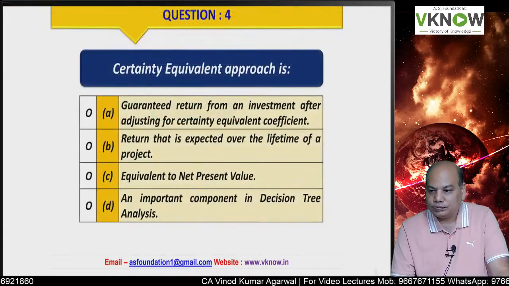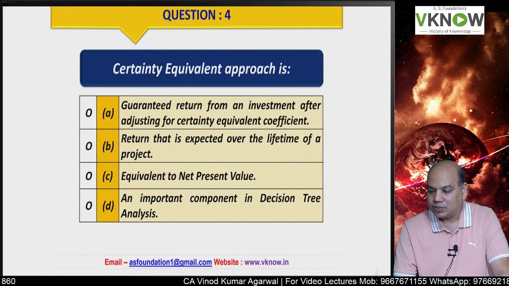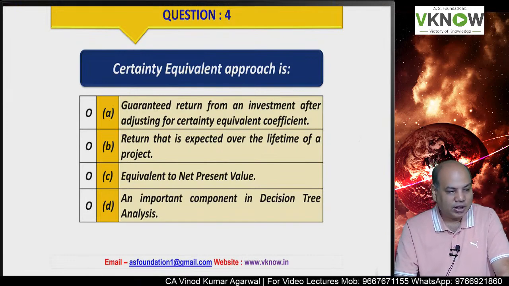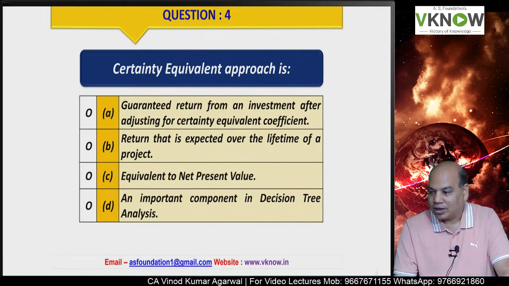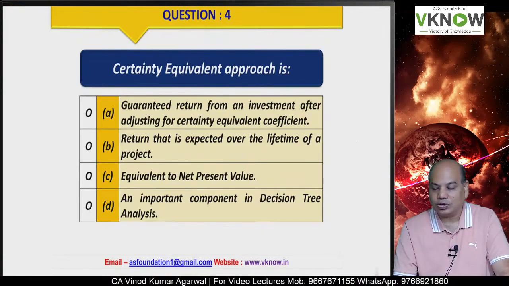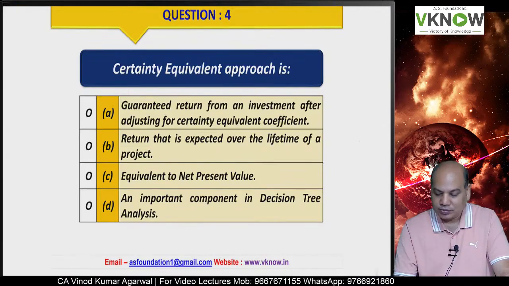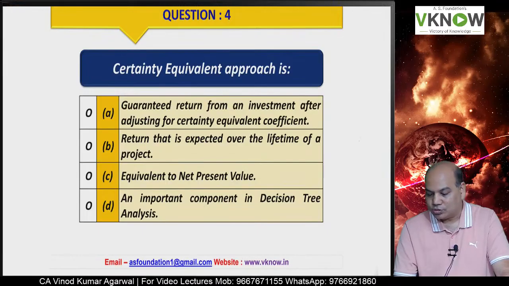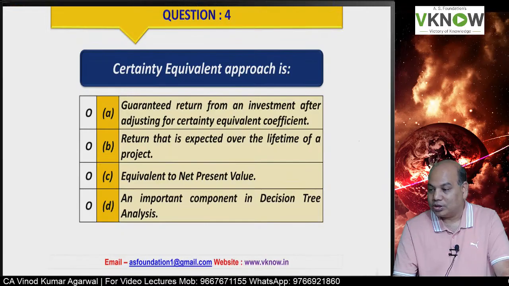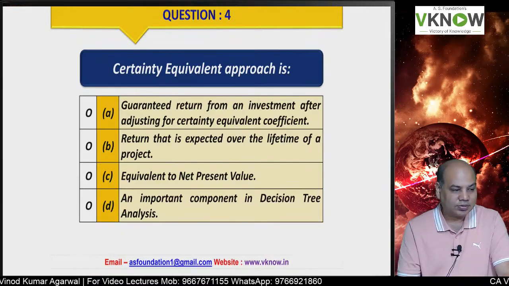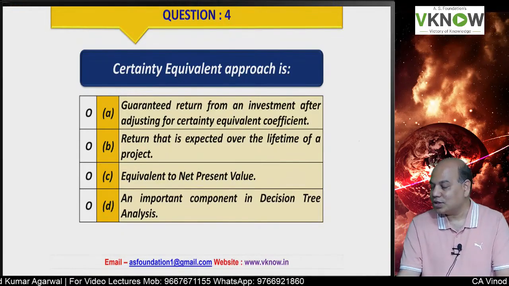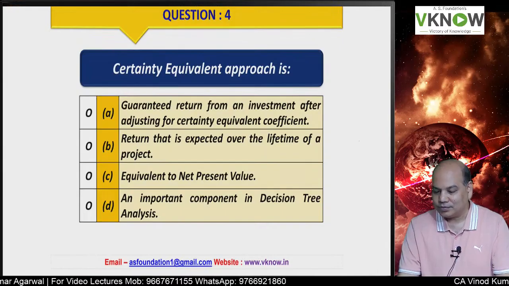Question number 4, certainty equivalent approach is option A, guaranteed return from an investment after adjusting for certainty equivalent coefficient, return that is expected over the lifetime of a project, equivalent to net present value, an important component in decision tree analysis. What is the right answer?